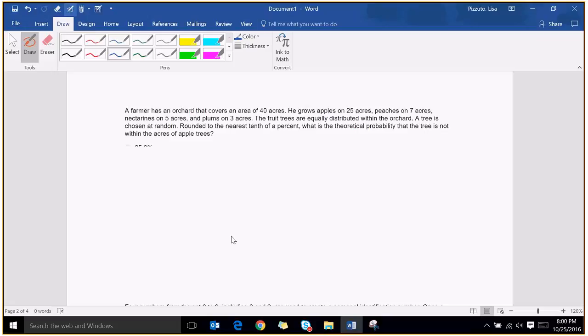A tree is chosen at random. Rounded to the nearest tenth of a percent, what is the theoretical probability that a tree is not, so notice here they're using the word not, which means what are we going to be looking at? The complement. What is the probability that the tree is not within the acres of the apple trees? So what we're going to do is take 1 minus the probability that it is in the apple orchard.